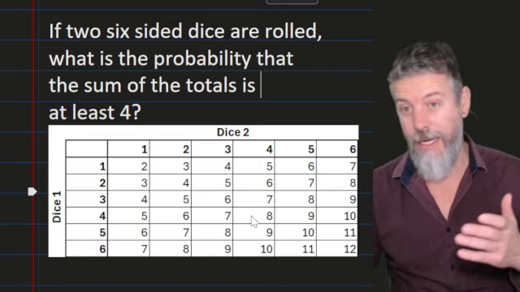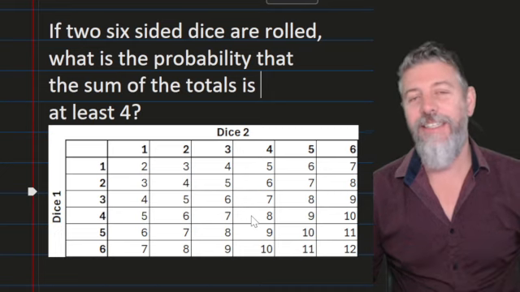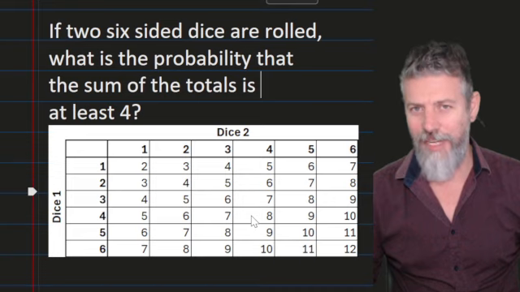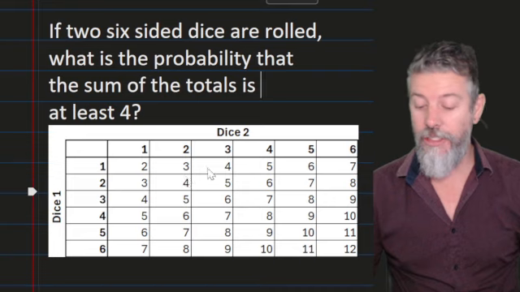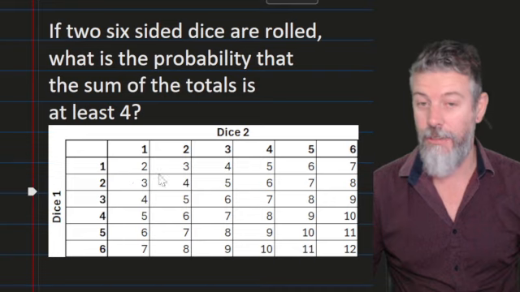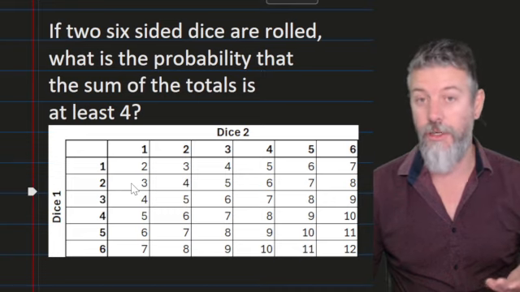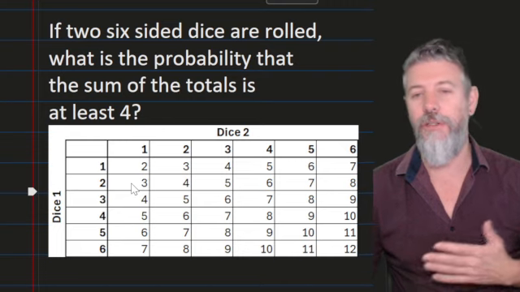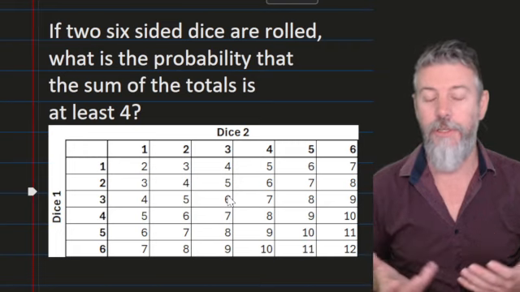Now, when you're doing that, you might come to a realization and go, oh, there looks like there's a shorter method here, because I'm efficient at counting. And I know that instead of counting all of these things, I could count the things that I don't have. So there's a 3, a 2, and a 3. So there's only 3 totals that I don't need. And there were 36 total, so at least 4 must therefore be 33 out of 36.